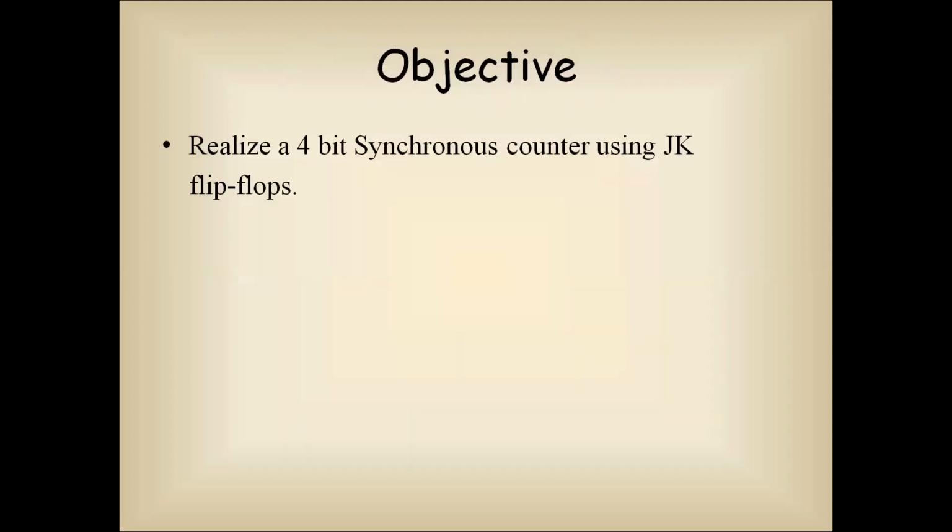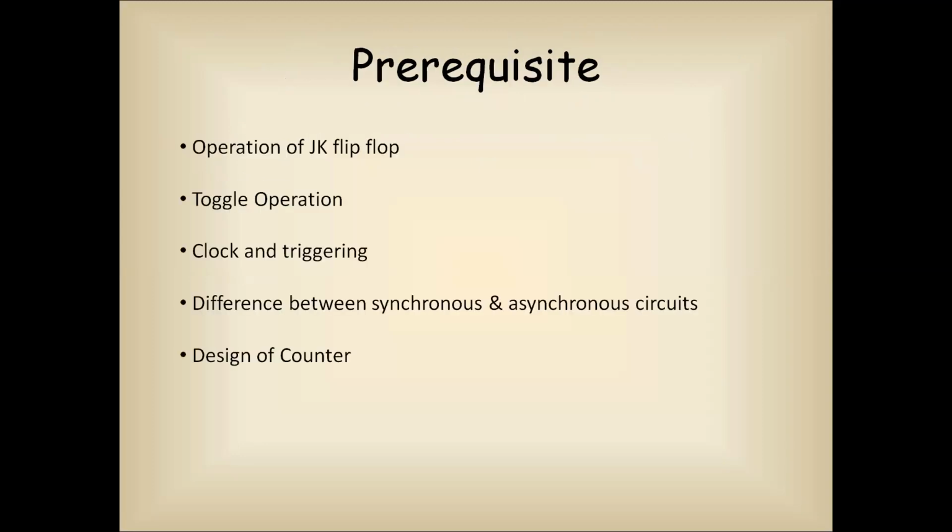So now our objective is we will realize a 4-bit synchronous counter using JK flip-flops. In order to do this, you need to have an understanding of the operation of flip-flops, what is toggling, what is clock signal, what type of triggerings are there for your flip-flop, and what is the difference between synchronous and asynchronous circuits. And the important thing is you should know the difference in designing an up counter or a down counter, whether it is a synchronous counter or an asynchronous counter. These concepts should be known before you attempt this particular lab experiment.